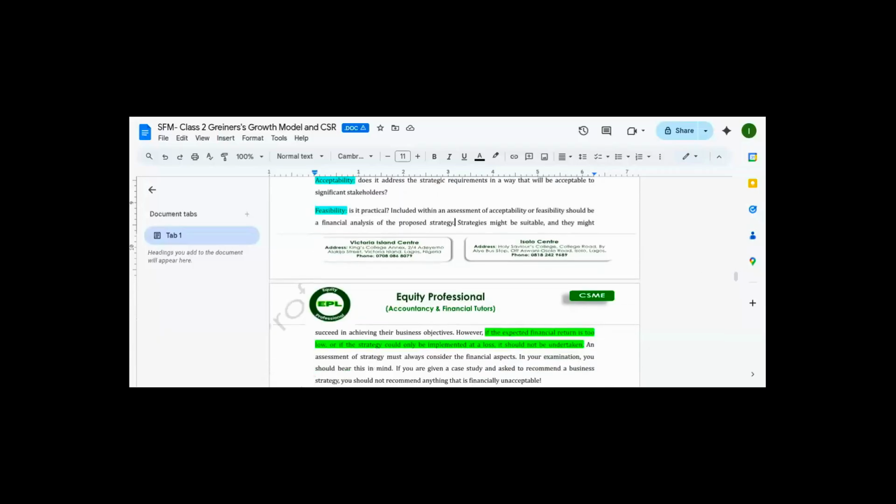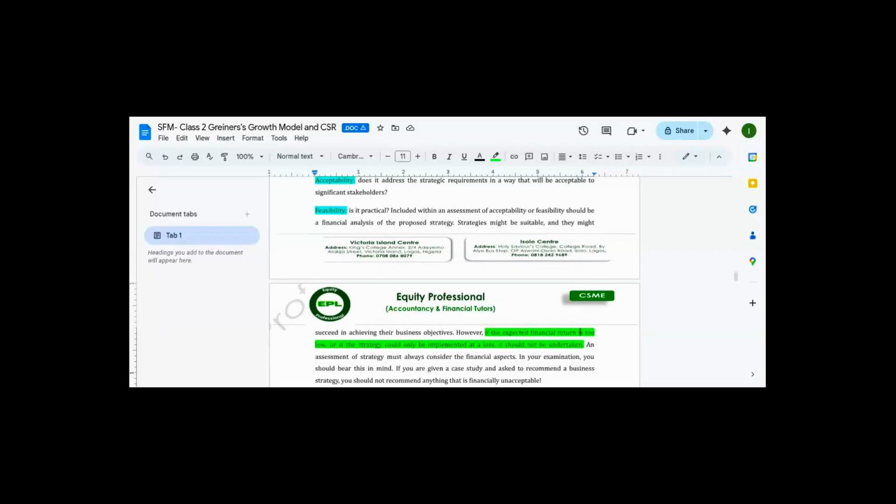Why? Because look at this statement, please. A strategy might be suitable and it might succeed in its business objective. However, if the expected financial return is too low, such a strategy is not a good strategy. Unless the financial return that we are expecting at the stage of implementation of the strategy is low, but there is a promising potential increase over time. That's the only time we can say we are adopting the strategy.